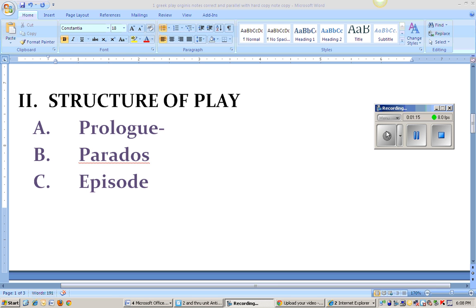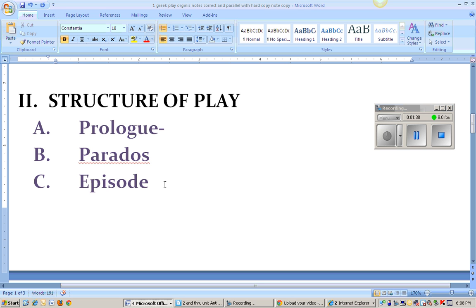So a parados is the entrance of the chorus. It's the section where the chorus arrives. They chant when they come on an idea related to the main theme. They chant a song basically related to the main theme. Although the chorus can sometimes just talk, often it's a body of people that they talk together. So parados comes after the prologue, and it's a chant related to the theme.